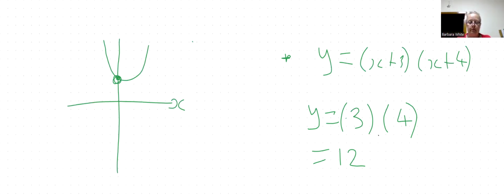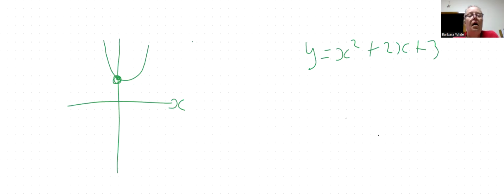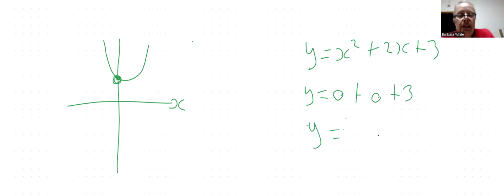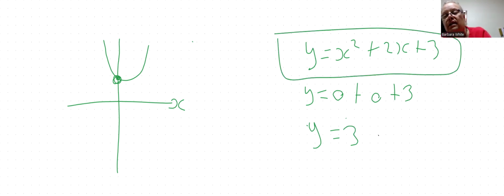Let me do another one. All right, exactly the same thing. We're going to let x equal 0. So y equals 0 squared is 0, plus 2 lots of 0, plus 3. So y equals 3. In fact, if you have the equation in this form, the c number, this number by itself that you add on the end, is always the y-intercept. So it's nice to have the equation in that form because then you can always find the y-intercept.